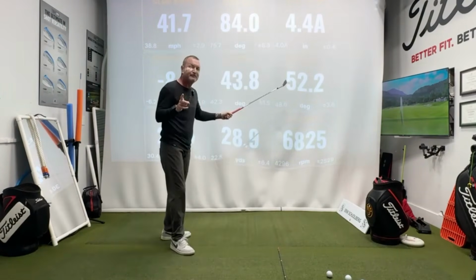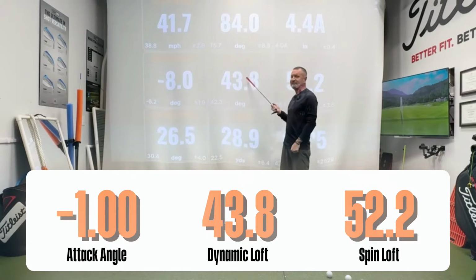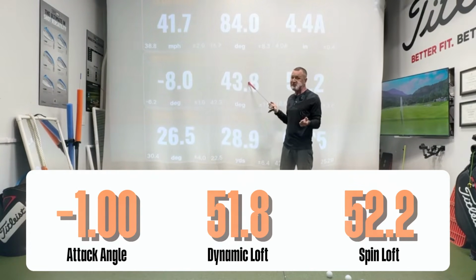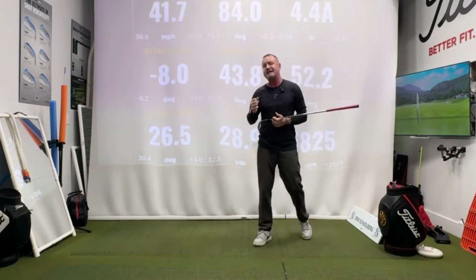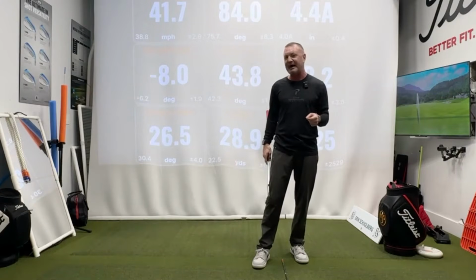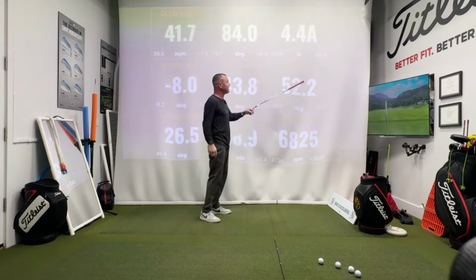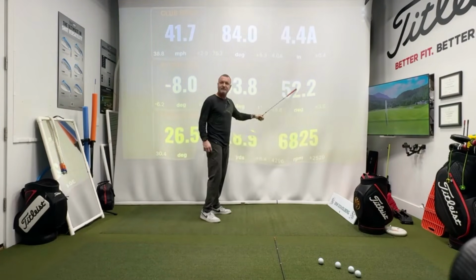But here's the thing, I can get 52 a couple different ways. If I had an attack angle down of -1, then if I had a dynamic loft of 51, I'm there too. The thing is, I don't want an attack angle down of -1 because I don't feel like I'm going to catch it as crisp. I like to be down at least 5. So my goal, your goal, is to get this number to near 51, 52.